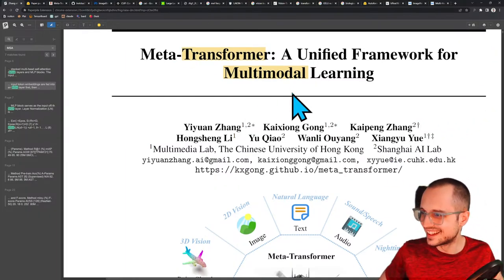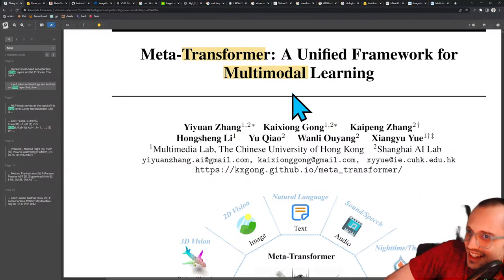Catching the tail end of the stream. Enhancing CLIP. They do use CLIP, so they literally use CLIP in here. They have the pre-trained CLIP, and they're using it to encode.